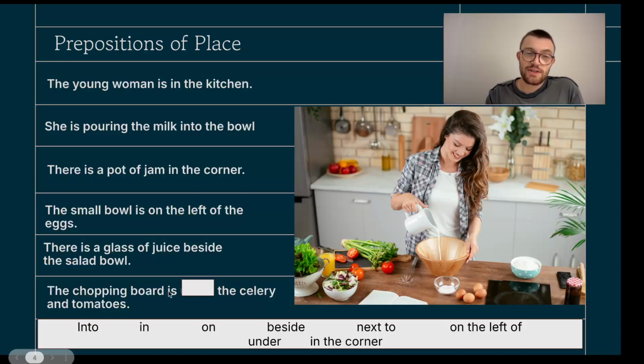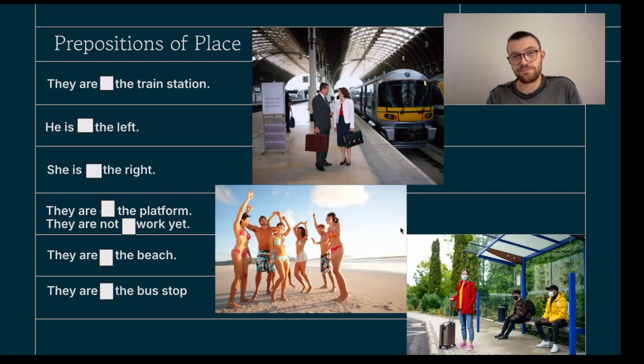The chopping board is, the celery and tomatoes. So we got some celery, I believe. I think it's celery. And we've got some tomatoes. The chopping board is, the celery is under, right? The vegetables are on top and the chopping board is under.